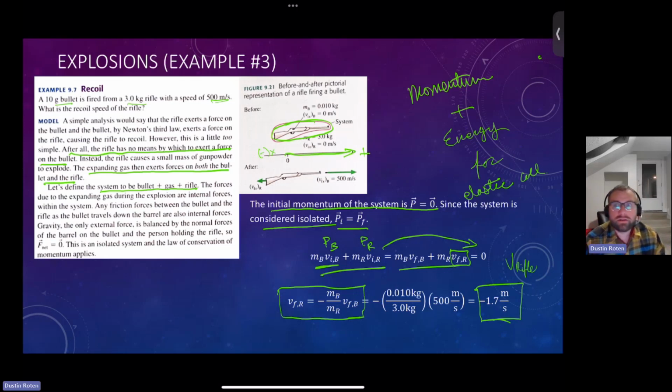So go to the next lecture to see 2 really comprehensive and challenging examples of momentum conservation in 2 dimensions.